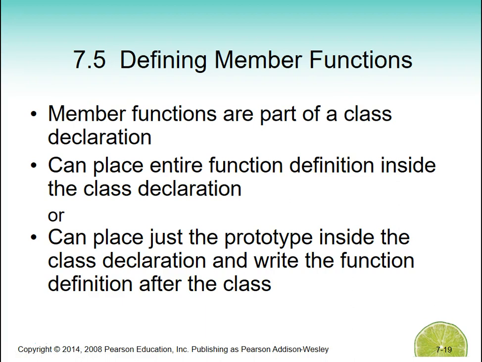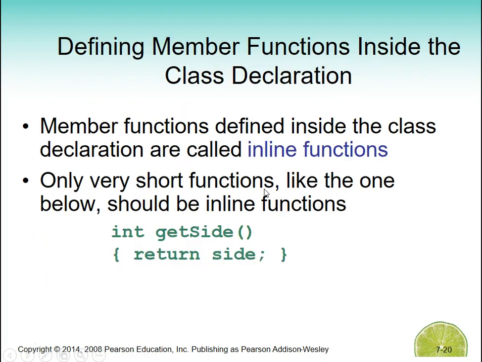When you go to define your own member functions, they are part of the class definition. They're within the class, within those curly braces. You can place an entire function inside the class declaration, or you can just place the prototype. Right now, you are going to be defining the entire function inside the class. A member function defined inside the class is called an inline function. So when you write a getter method and just return the side length, that's an inline function.